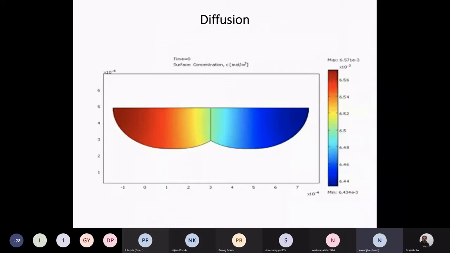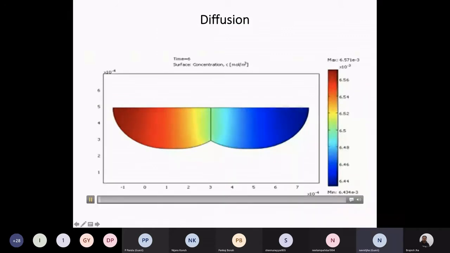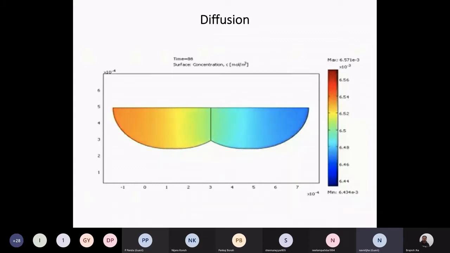Next, I will present the diffusion. This is the profile of diffusion. As time moves, you see the change of color. This is the change of the diffusion profile as time passes.